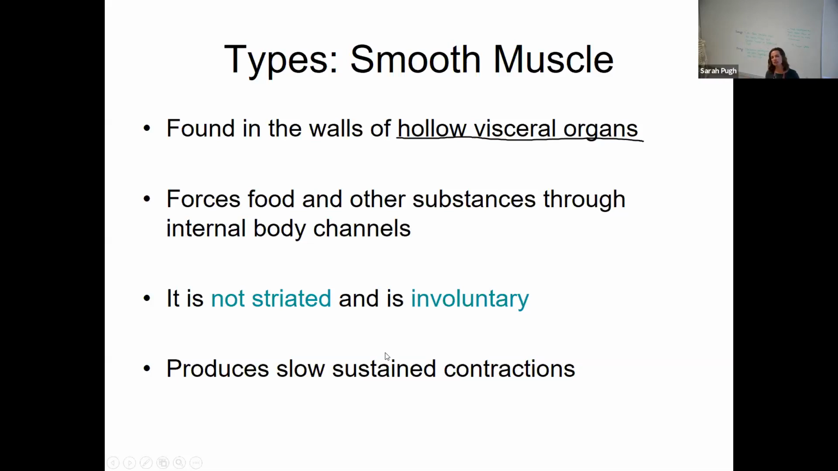This is just going to help to force things through those hollow passageways. It's going to help to move food through your body. It's going to help to move blood. It's going to help to move lymphatic fluid. Now, remember, smooth muscle under a microscope, it is not striated. And this one also obviously is involuntary, right? It is not under voluntary control. You do not have to think about this. Now, the type of contractions we get with smooth muscle are very slow, sustained contractions.